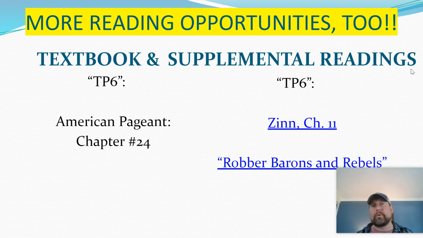Everything we're talking about here with time period six with respect to the Gilded Age, I believe you're going to find the vast majority of that in chapter 24 from our textbook. So I would ask you to check out all of that stuff. Check out Hell on Wheels. Check out The Men Who Built America. Check out Howard Zinn and check out the American Pageant.